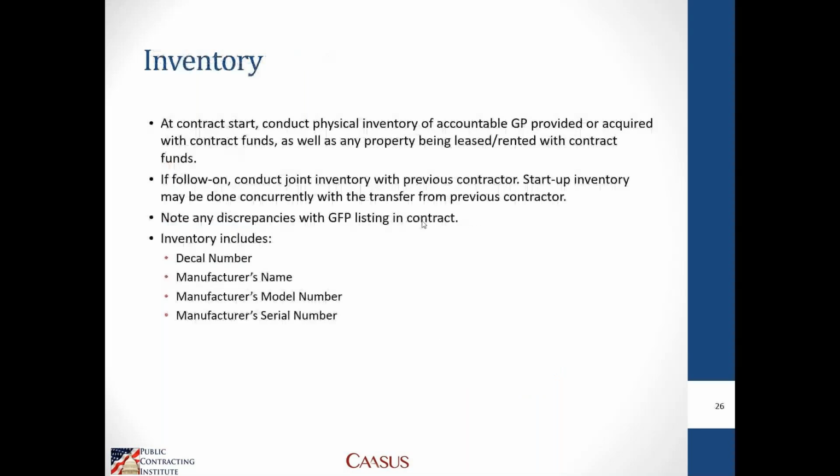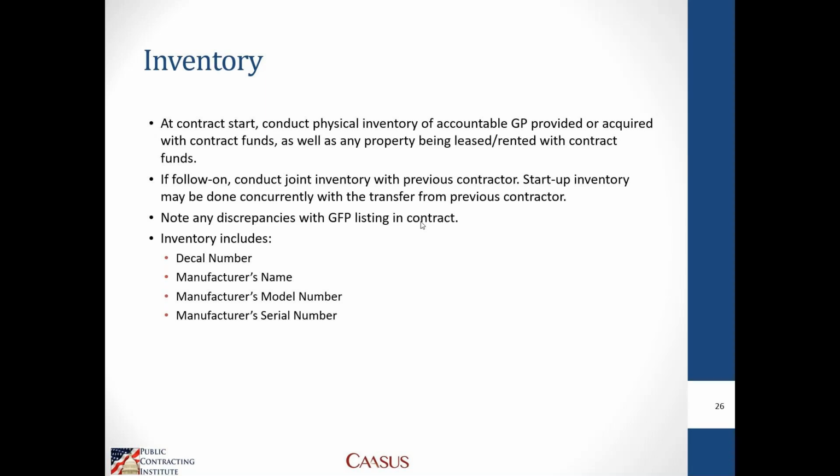So I hit on inventory. Inventory is required for government property at least annually. Typically, at the start of a contract, you'll conduct a physical inventory of any accountable property that you have on the contract, and then you'll either do your inventories quarterly, biannually, or annually. At least they have to be done annually.